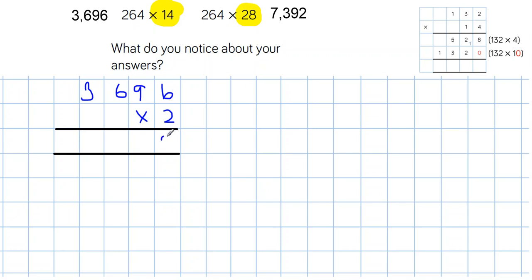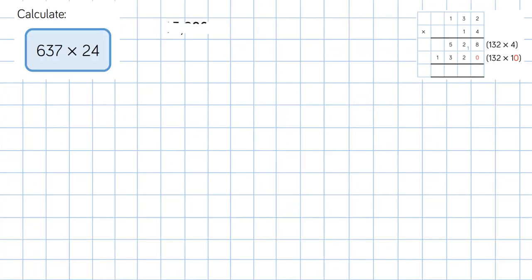6 times 2 is 12. 9 times 2 is 18, and 1 more is 19. 6 times 2 is 12. And add 1 more is 13. 3 times 2 is 6, and add 1 more is 7. And here is my answer. So what we noticed was the answer was double the second calculation.